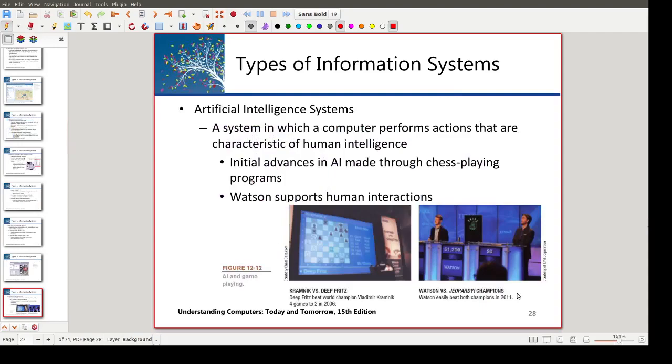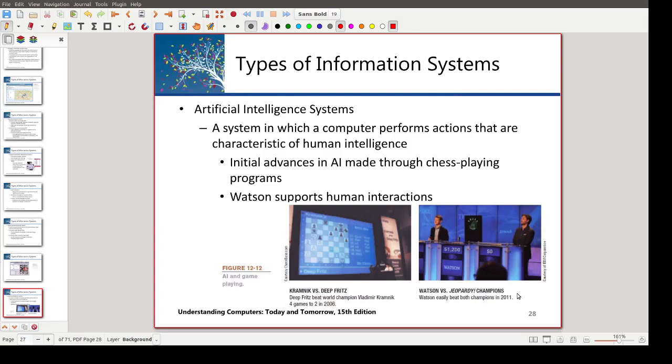The last type of information system is an artificial intelligence system. The artificial intelligence system is a system in which a computer performs actions that are characteristic of human intelligence. So what makes a human intelligent? Okay, we would like to move it to the computer. We would like to make the computer intelligent as humans are intelligent.